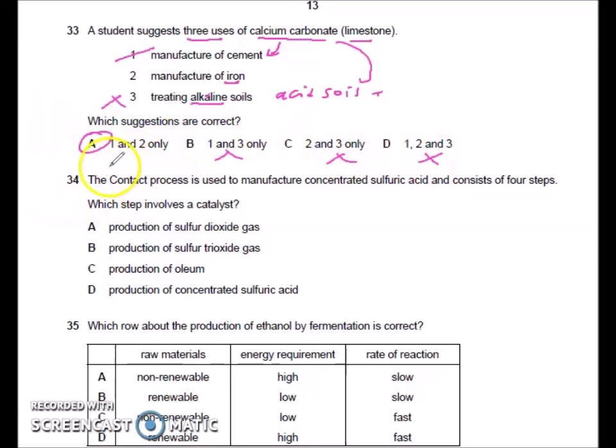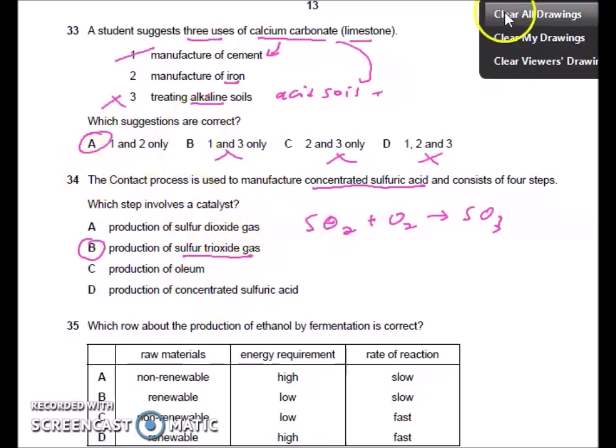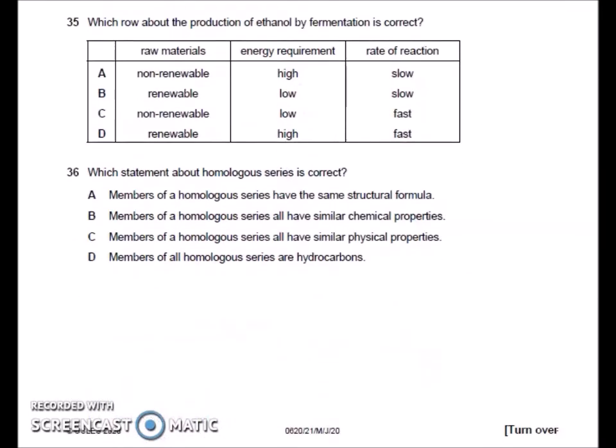Okay, number 34. The contact process is used to manufacture concentrated sulfuric acid and consists of 4 steps. So which step involves the catalyst? The step that involves catalyst is this. Sulfur dioxide combined with oxygen to form sulfur trioxide. Okay, so this is the process. So the production of trioxide gas. Alright, so 34 done. Okay, now we move on with number 35.